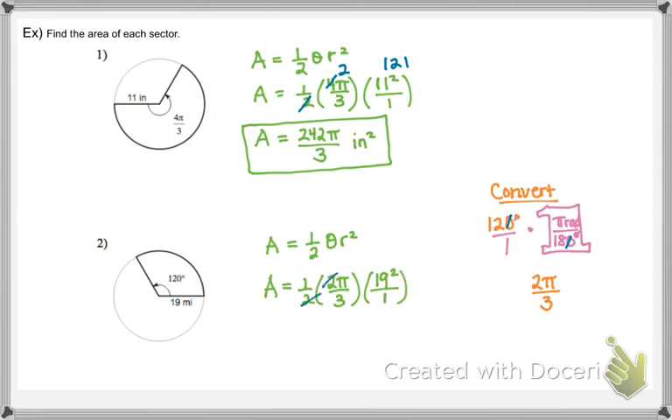Okay, and then again, you can reduce first if you want. 2 divided by 2 cancels out. And then in our calculator, we're going to do 19 squared, which gives me 361 pi over 3, which doesn't reduce, so we'll just leave it exact as 361 pi over 3 miles squared. And that's our exact area. And again, if you want a rounded answer, if the question asks you to round, then all you have to do is type this into the calculator and round to whatever decimal place.